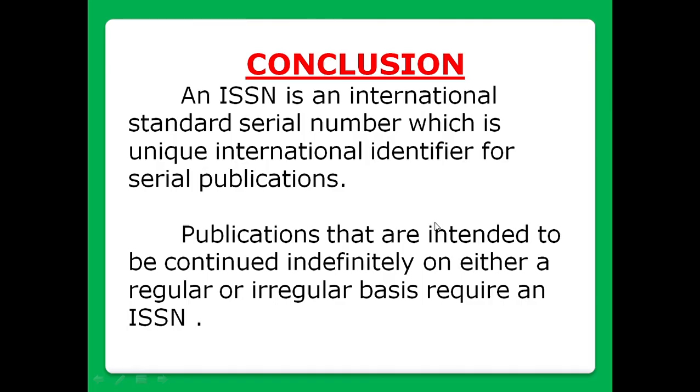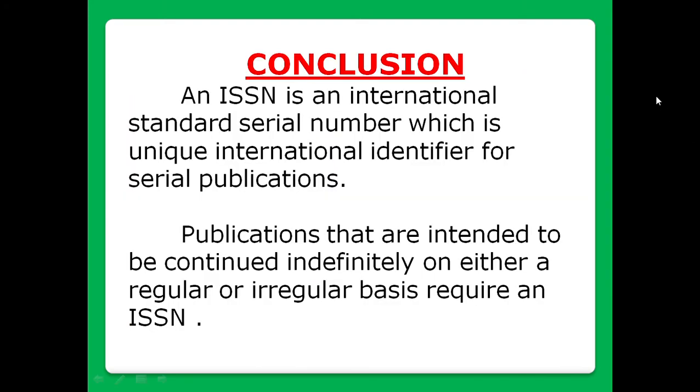And lastly, the conclusions are: ISSN is nothing but an international standard serial number. It is unique internationally. Each and every book has a unique number. If you want to put out another book, or if you want to revise that book also, you won't get the same number. You will get a different number. But in ISBN, you will get the same number. So publications are intended on a regular basis. So this is up to the thing.